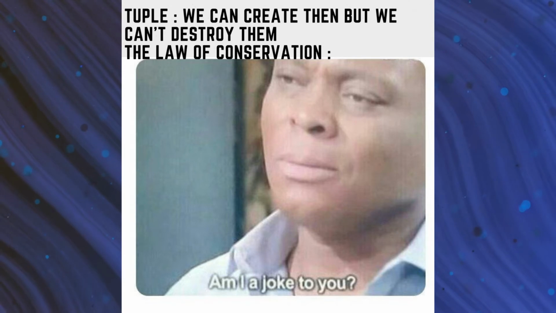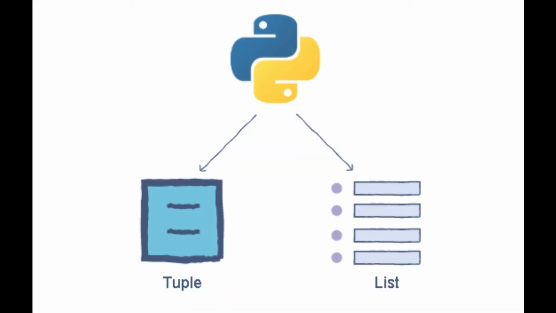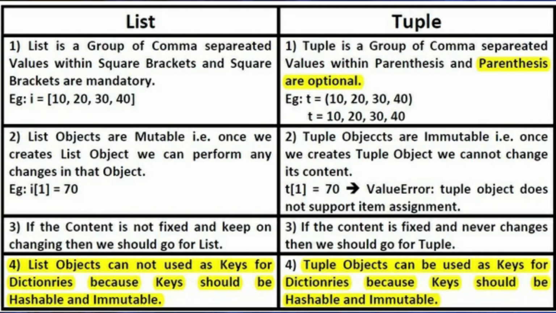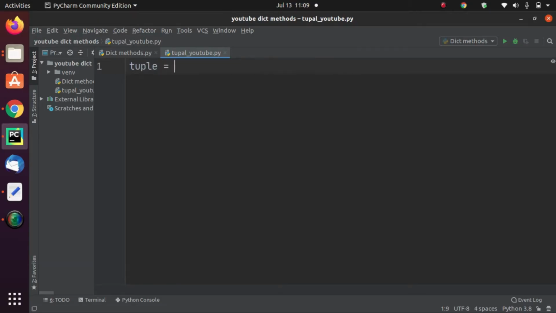Tuples are like a list, but unlike a list, we cannot modify them. I know some of you guessed it right. If you guessed it right, then comment down below. If you did not guess it, then it's okay. Tuples are immutable. We can create them, but we can't destroy them. You can think of a tuple as an immutable list. The structure of tuples looks like this.